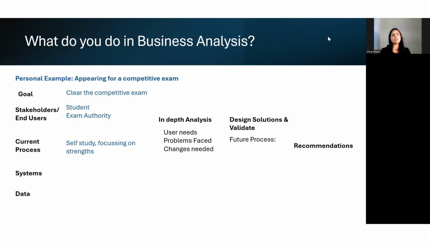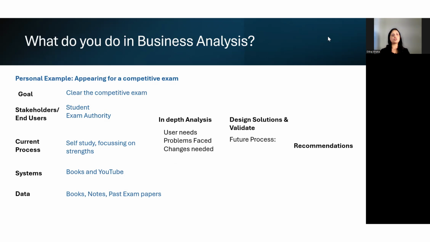The current process that is being followed is, say you're doing some self-study, you're studying on your own, and you're focusing on your strength. For example, you may be really good at maths, so you're doing lots of maths to score better in that area. The systems that you may be using are a lot of books for that competitive exam and some YouTube videos. The data that you're referring to is books, your personal notes, some past exam papers, etc.